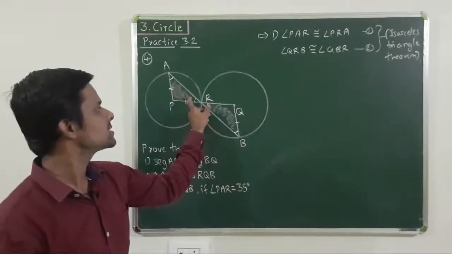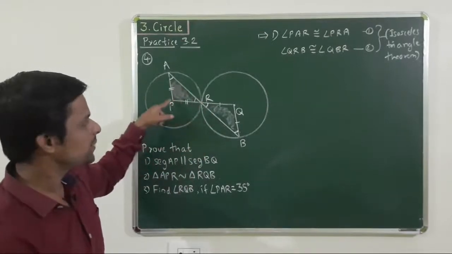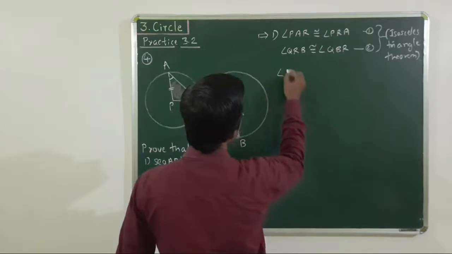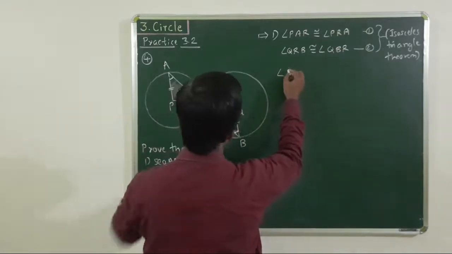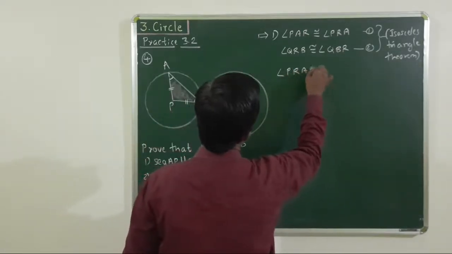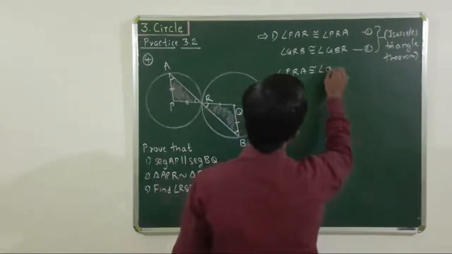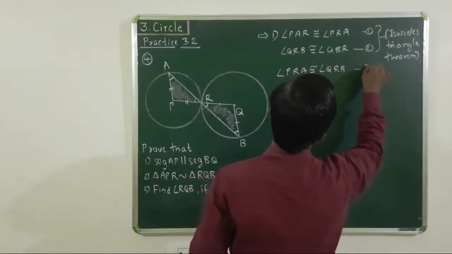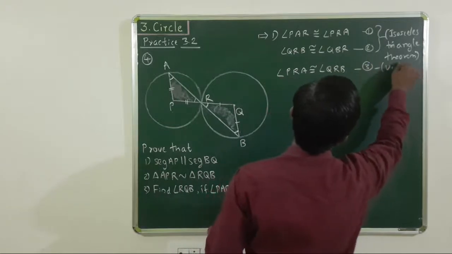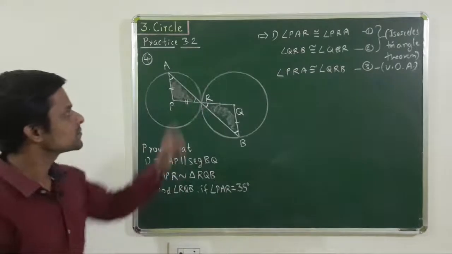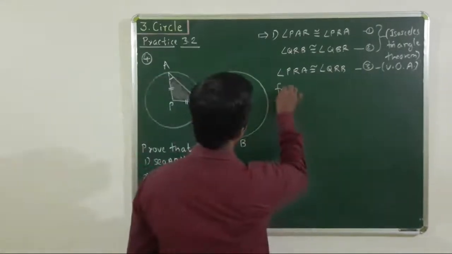Now we will write this one. Angle ARP, or PRA, is congruent to angle QRB. Statement number 3, reason: vertically opposite angles. Hence from 1, 2 and 3.